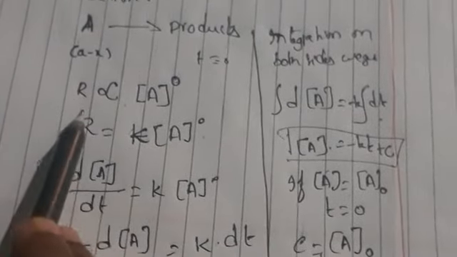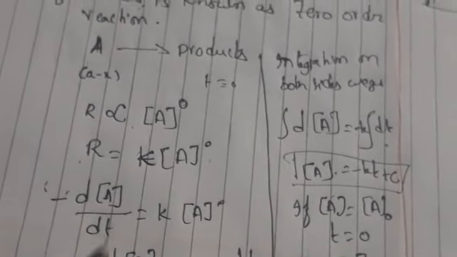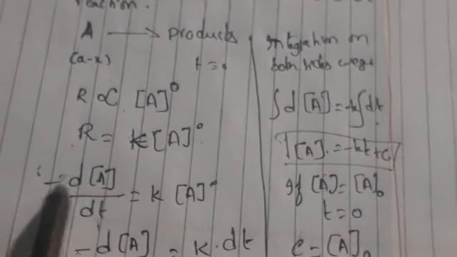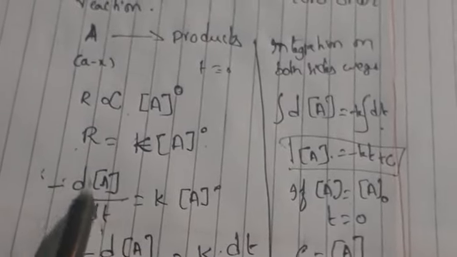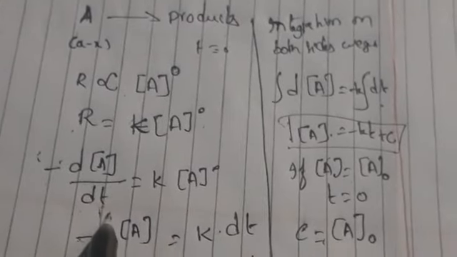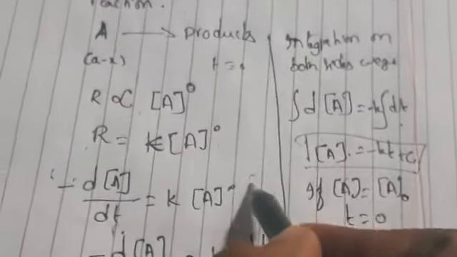What do you mean by rate of the reaction? The decrease in concentration of reactants per unit time, we call it the rate of the reaction. That is why I have taken minus d[A] by dt. So this A naught is nothing but what here?